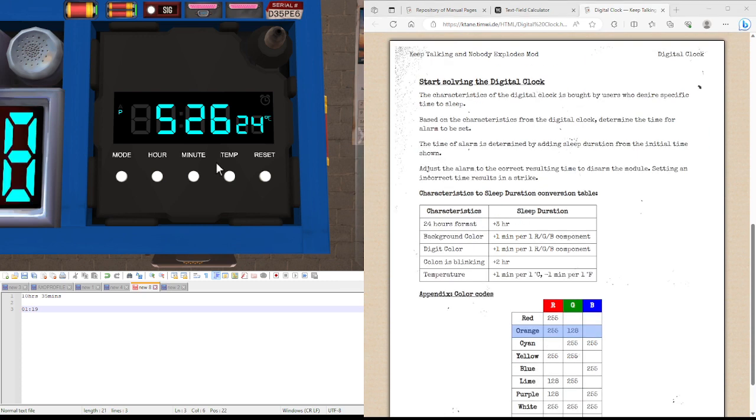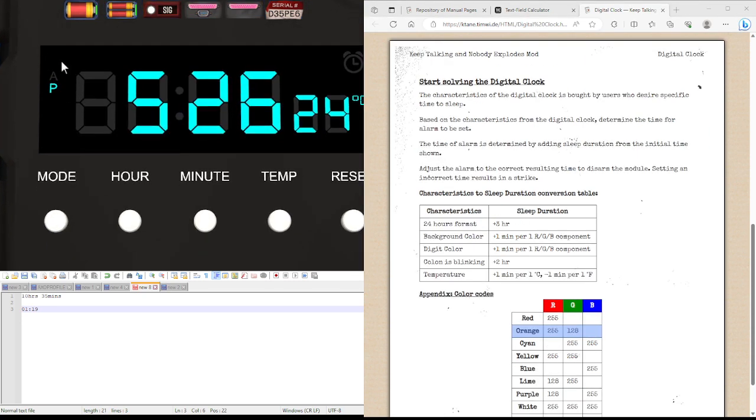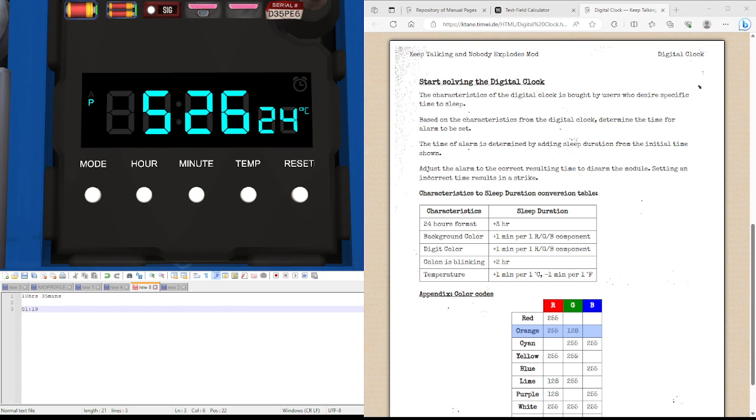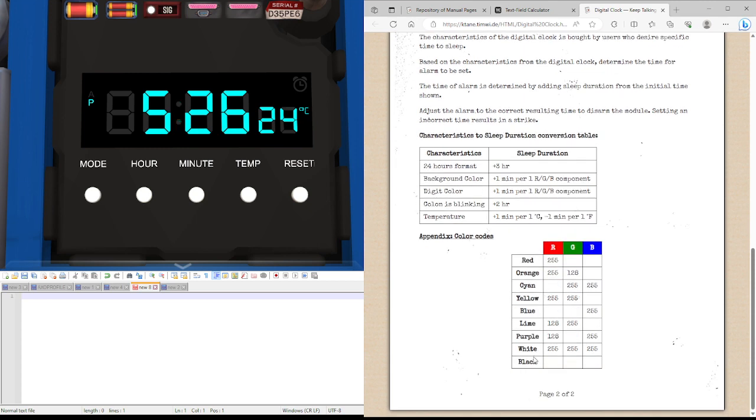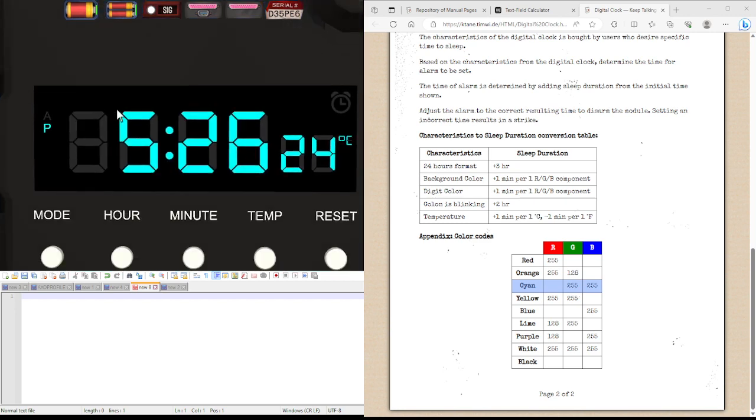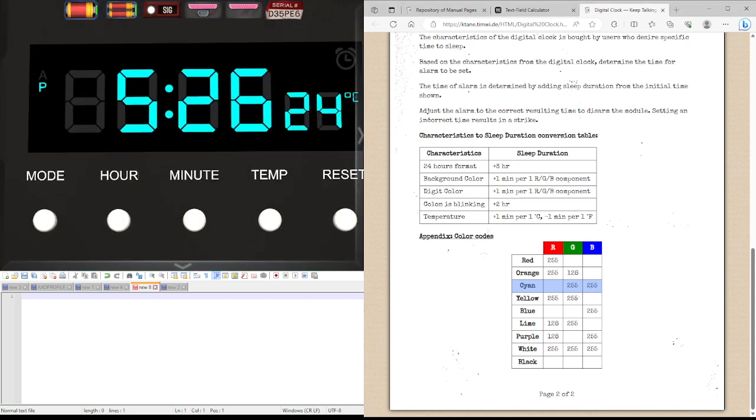So, is it 24-hour format? No, because the AM PM is lit up this time. The background color is black, so we're not going to do anything. The digit color is cyan. It's a sort of a lighter blue. So we're going to be adding 2 sets of 255.